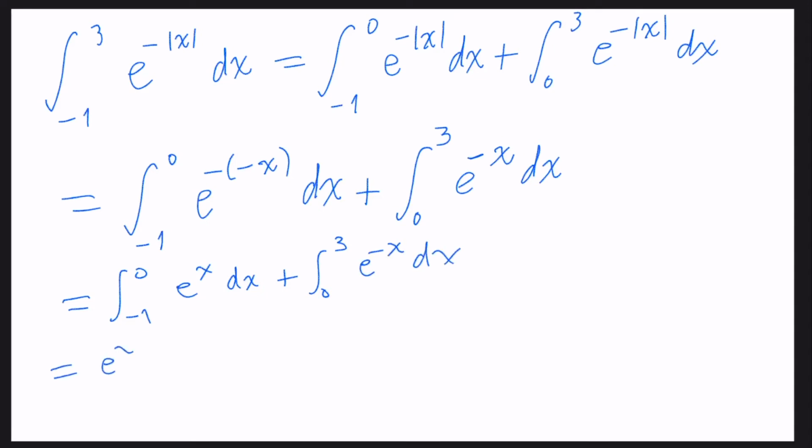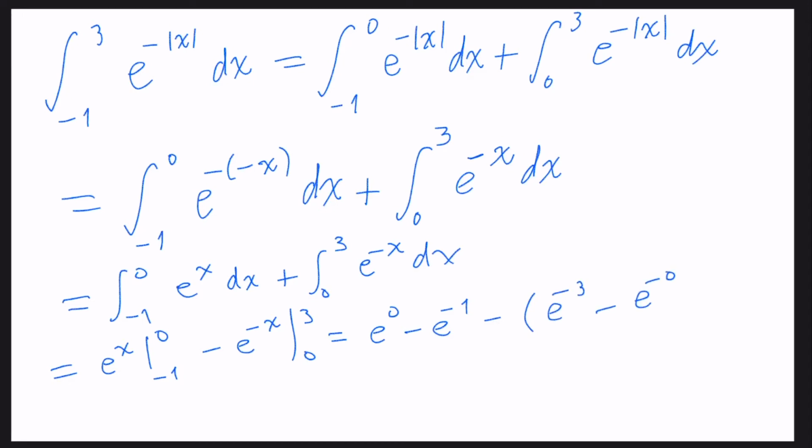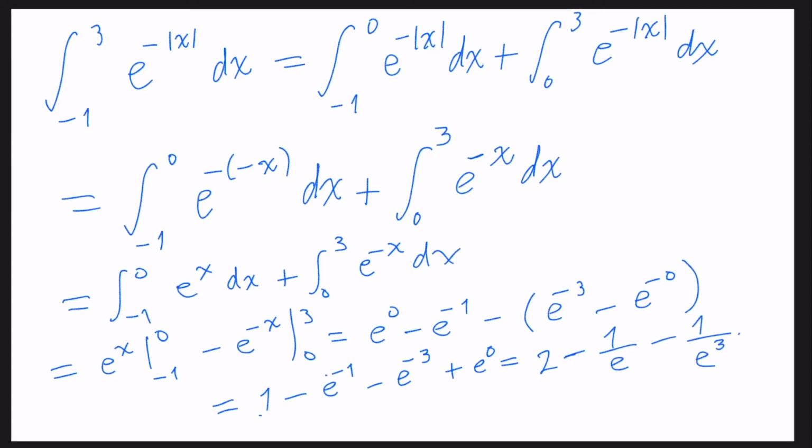And this is equal to e to the x from minus 1 to 0, minus e to the minus x from 0 to 3. This is e to the 0 minus e to the minus 1, minus e to the minus 3 minus e to the minus 0. We have e to the 0 is 1, minus e to the minus 1 can be reduced further, this is e to the minus 3 plus e to the minus 0. This is 0. But 1 plus 1 is 2, so 2 minus 1 divided by e, minus 1 divided by e cubed. And this is the result of this interesting integral.